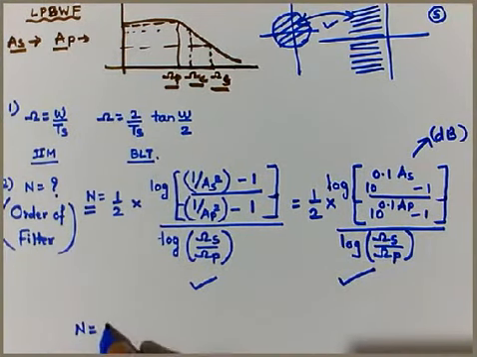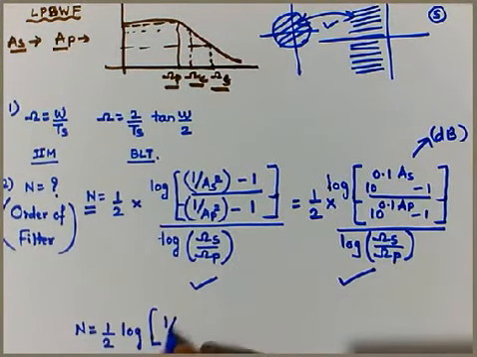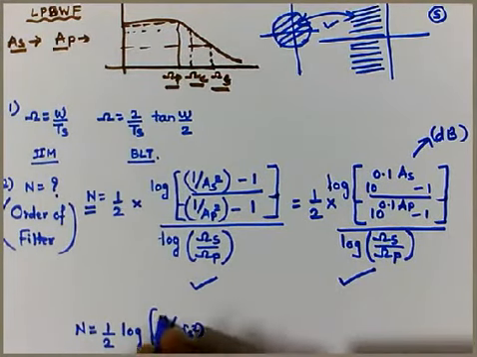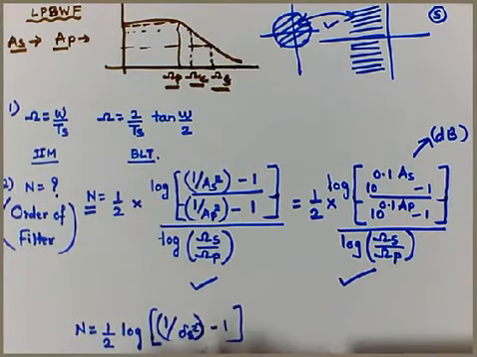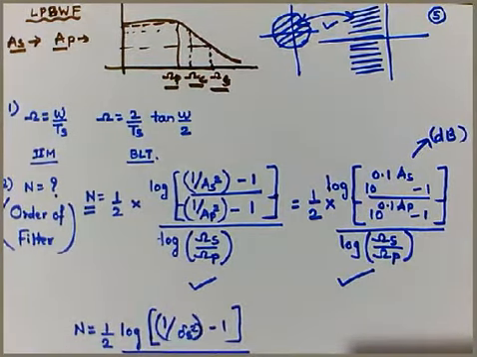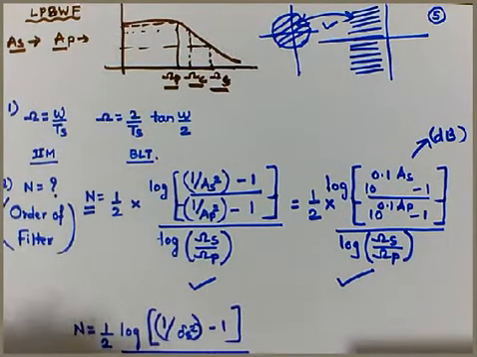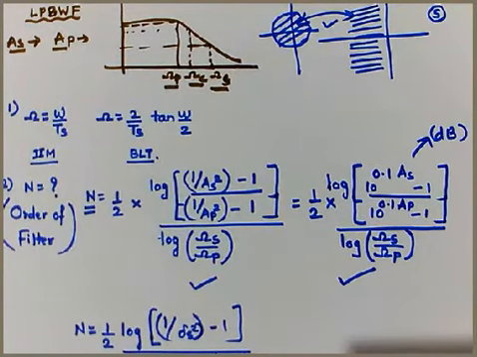Capital N is equal to 1 by 2 log of (1 upon delta S squared minus 1) divided by 2 log of Ohm S by Ohm C. This is how it will be calculated. Now this is regarding the calculation of only the order of the filter.